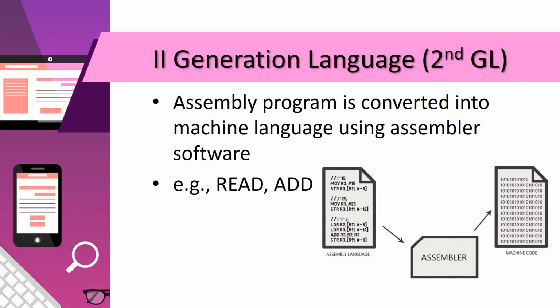The computer will understand zeros and ones, that is machine language. But in the second generation language, we are writing the program in assembly language. So we need the assembler. What will it do? It will translate the assembly language into machine code.